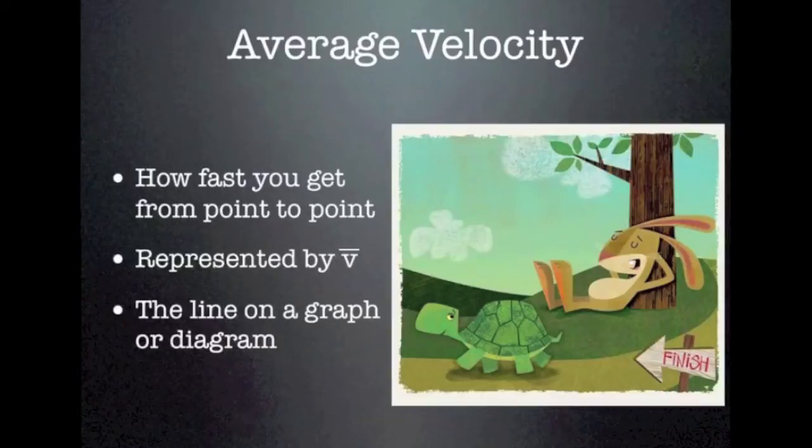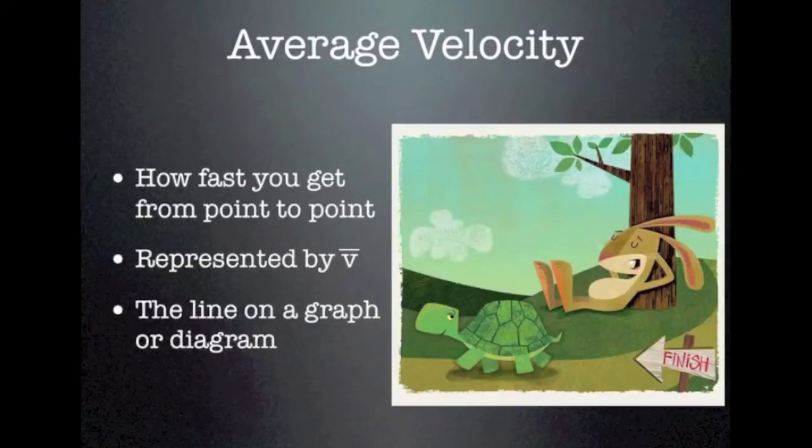Average velocity. This is the flip side of that. Average velocity is just how fast you get from point to point. This is represented by V with a little line over it, and this would be the line on a graph or a diagram, so the line in between points.